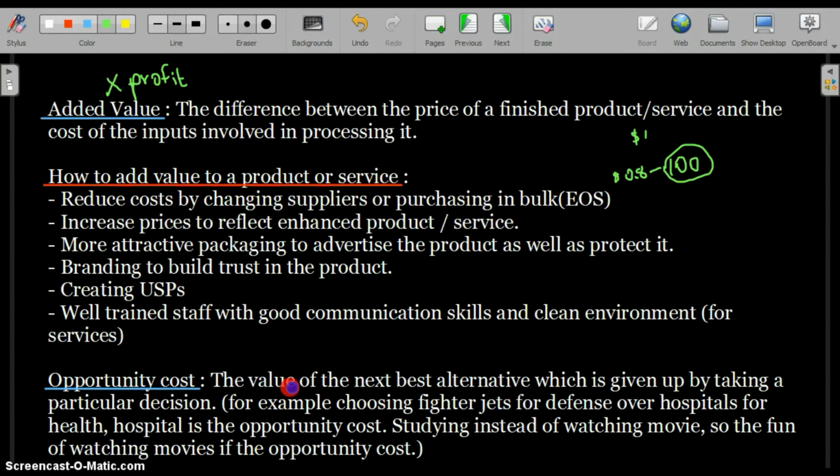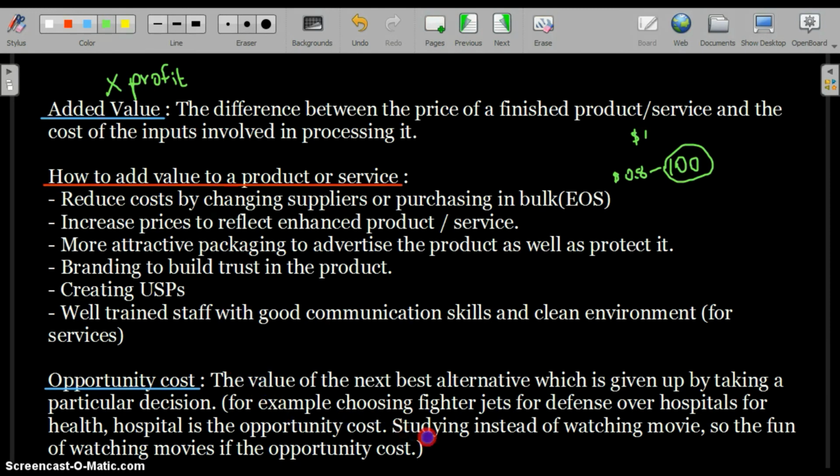Now opportunity cost. Opportunity cost is the value of the next best alternative which is given up by taking a particular decision. If you have to choose between two things, option 1 or option 2, whatever is the cost, if you choose option 1, the benefits of option 2 become your opportunity cost. If you choose option 2, the benefits of option 1 become your opportunity cost.